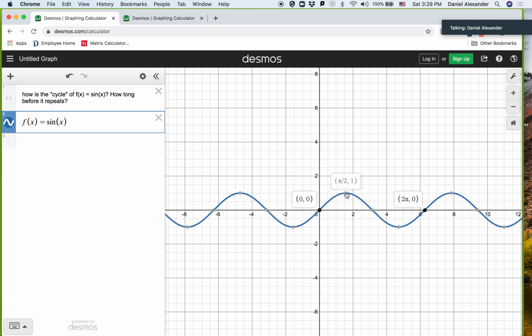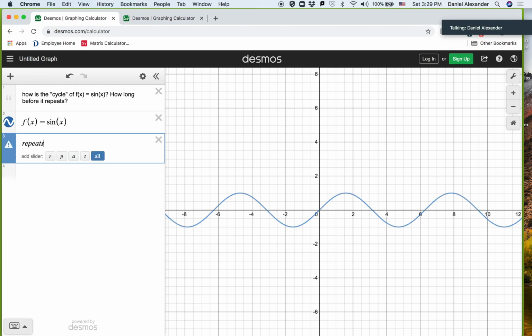It starts at 0, goes up to 1, back to 0, down to -1, back to 0, and then it repeats. So it looks like it repeats itself every 2 pi. Remember that when I make a note, I can't put the pi in there. That's just called the period. So you would say that the period is 2 pi. The period is the length of one cycle.